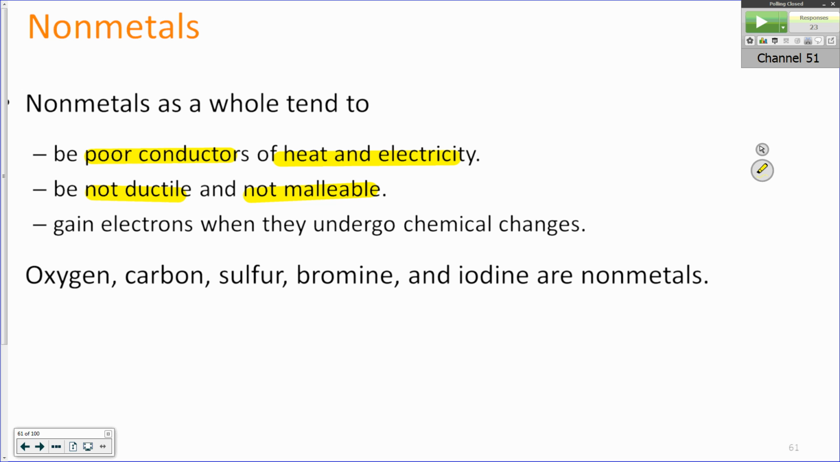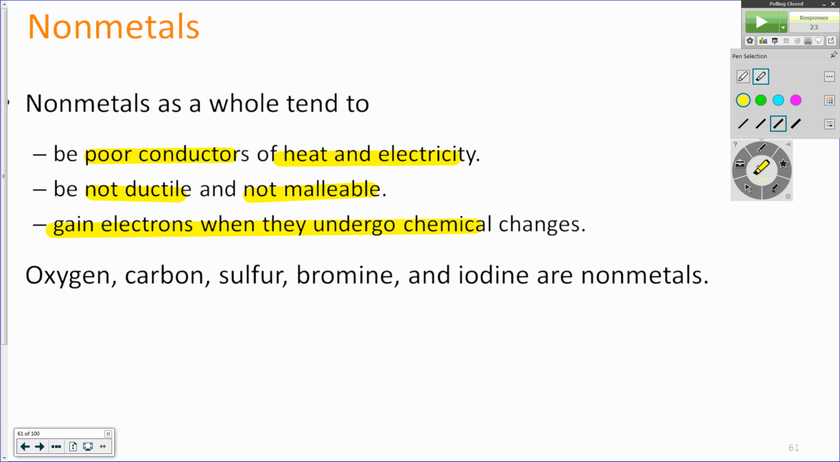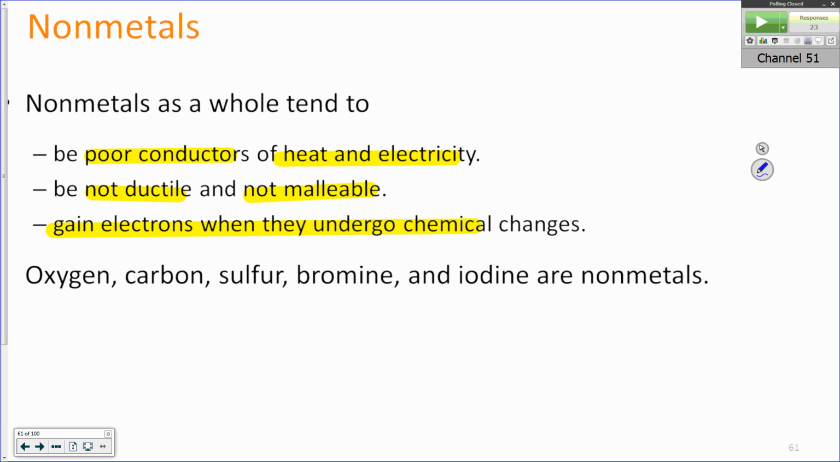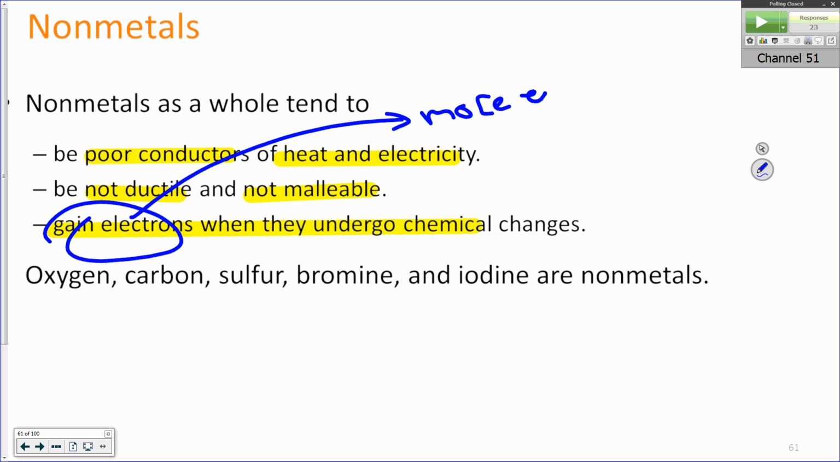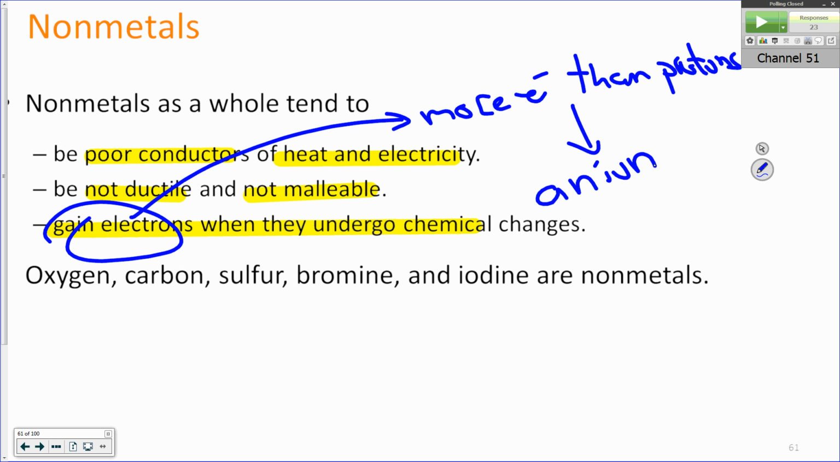Their reaction is that they tend to gain electrons when they undergo chemical reactions. So if an atom starts off electrically neutral and gains electrons, that means it has more electrons than protons. That means it's going to form an anion. It's going to have a negative charge associated with it. Common examples are carbon, oxygen, sulfur, bromine, and iodine. Those are all examples of nonmetals.